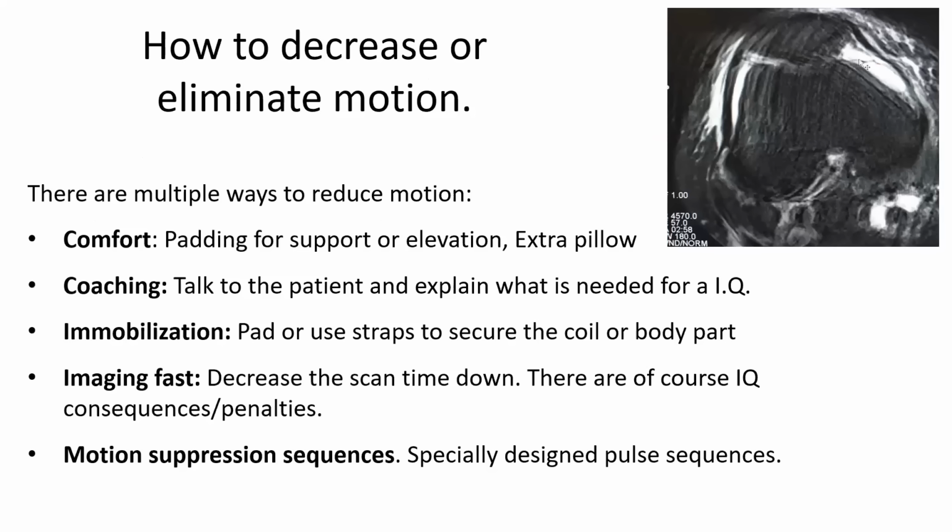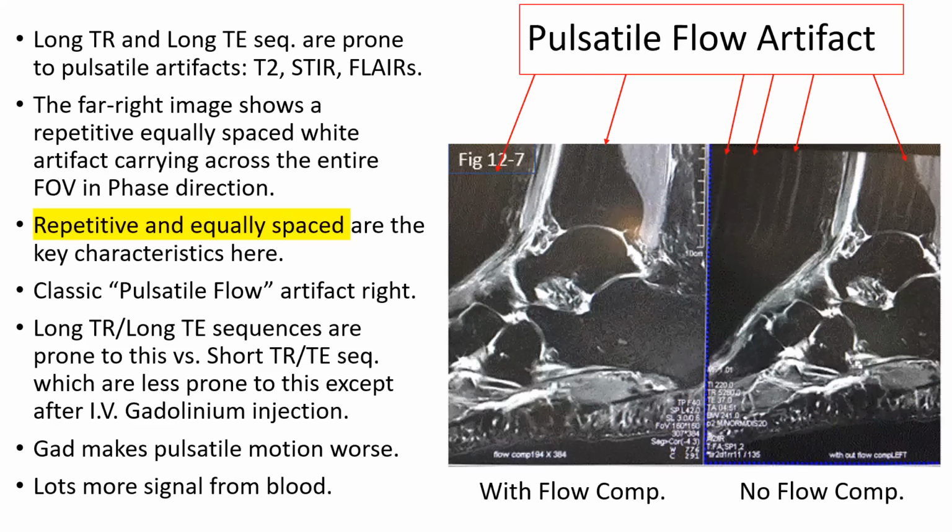So they might ask you, what are some of the ways to decrease motion? Well, you can't scan dead people. Even though you might see dead people, you can't scan dead people. Insurance doesn't pay for that. Well, you want to make sure they're comfortable. Coach them up. Hey, listen, I'm going to need you to hold your breath when I say it. Or listen, it's going to be loud, don't let that bother you. You need to immobilize them, pad them, strap them, keep them still. Scan fast, and you can also use motion suppression techniques.